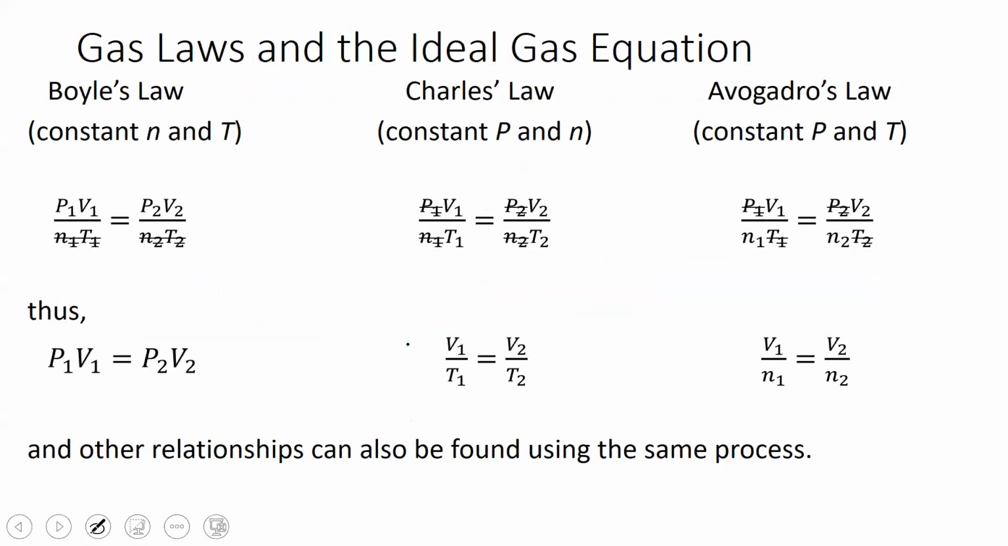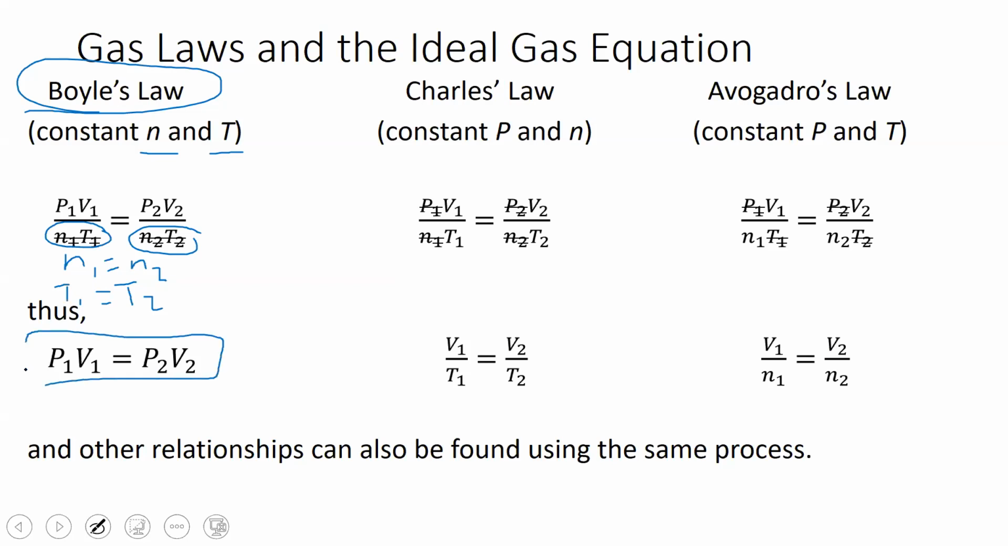So to look at the three gas laws, let's start with Boyle's law over here. Boyle's law has a constant number of moles and a constant temperature. Well, if I have a constant number of moles and a constant temperature, then n1 equals n2 and T1 equals T2. And so these two things essentially can go away. They get canceled out because they're the same on either side of the equation. And it simplifies Boyle's law to P1 V1 equals P2 V2.